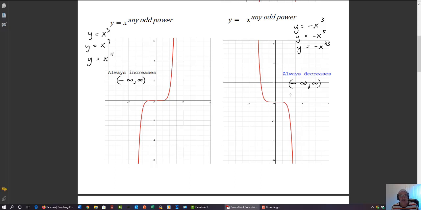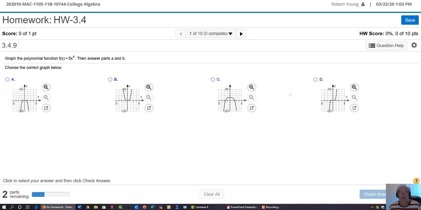So let's jump in the homework and look at some of these in section 3.4. There's not a lot of problems in 3.4. All right, so here is number 1 here on the 3.4 homework. It says, graph this polynomial function y equals 5x to the 4th power. Now, hopefully, since that's an even power, you're going to throw choice D out right away. So if anyone chose D, I would be worried.